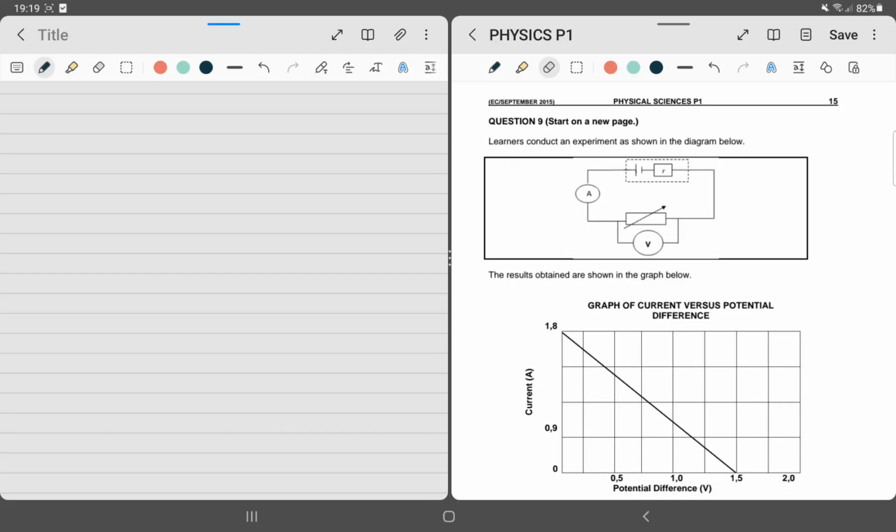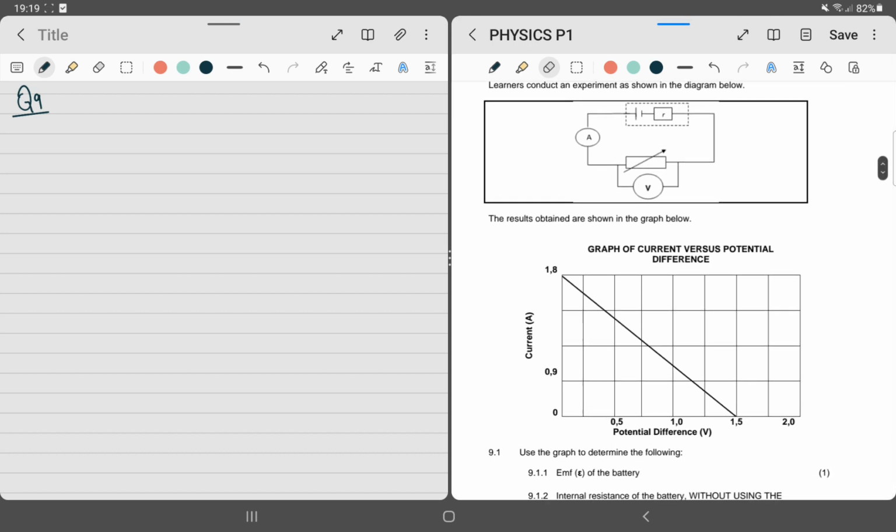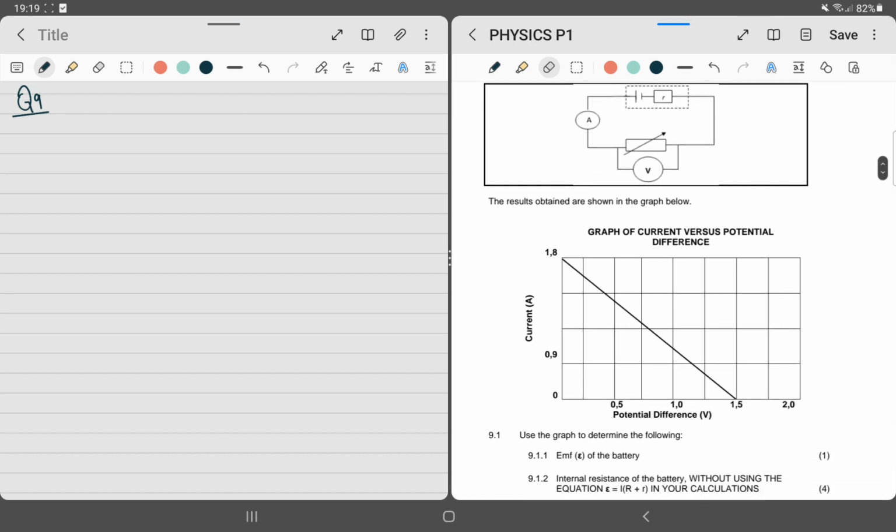CAPE, September 2015. Question 9. Learners conduct an experiment as shown in the diagram below. The results obtained are shown in the graph below. The graph has current on its y-axis and potential difference on the x-axis.